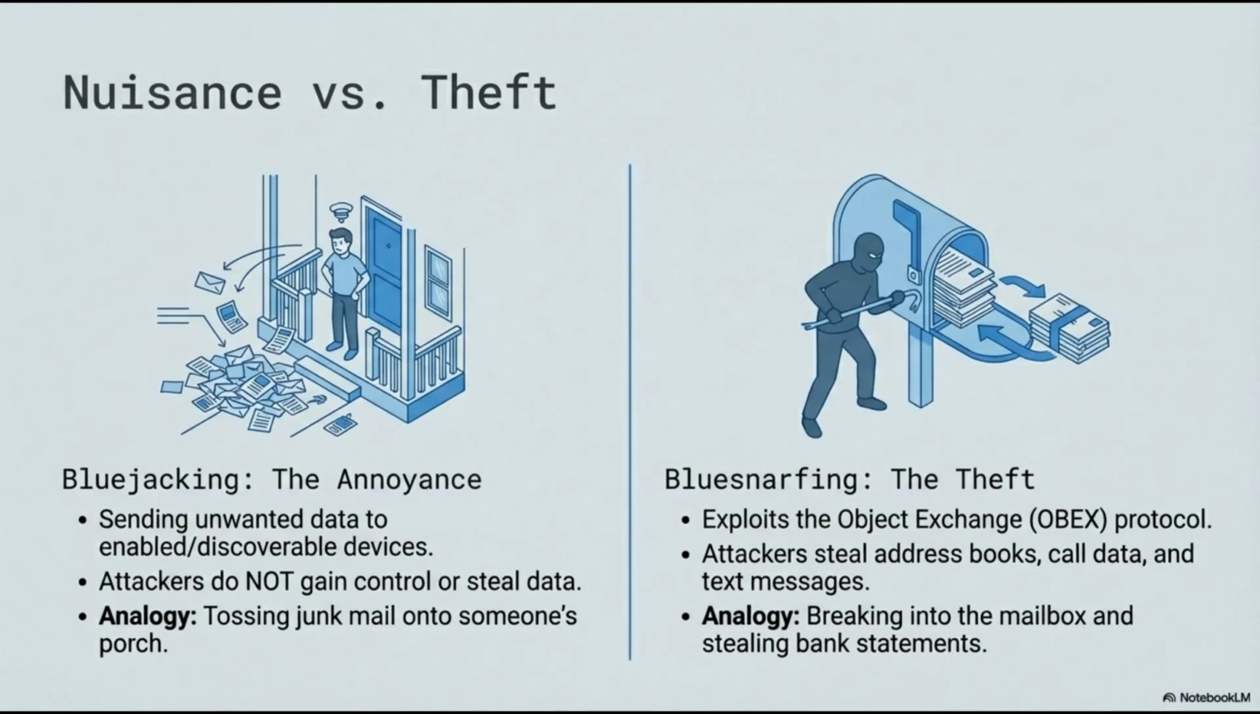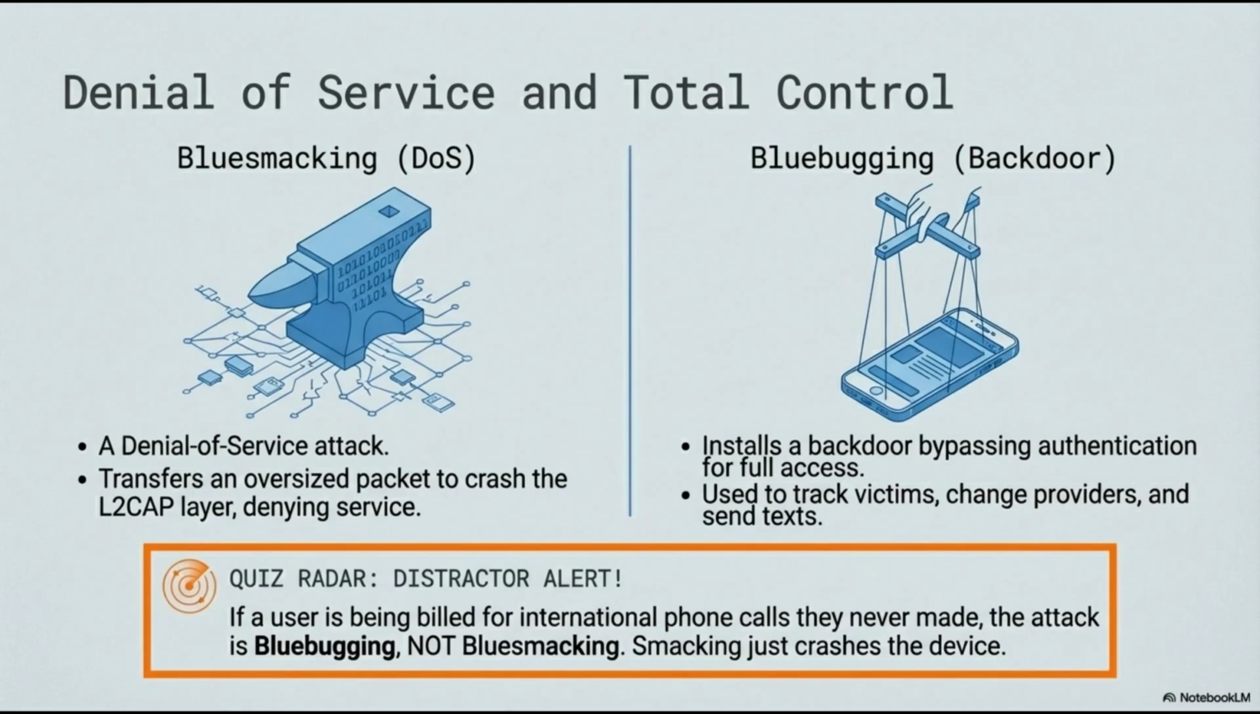Good one. Let's turn to slide 4, titled Denial of Service and Total Control. We have another pair of attacks here, bluesmacking versus bluebugging. More blue terms. Let's start with bluesmacking. This is a pure denial of service attack, a DoS. It targets the L2CAP layer of the Bluetooth protocol stack by transferring an oversized packet, which crashes the layer and denies service to the user. On the flip side, we have bluebugging. This is total control. It installs a backdoor that bypasses normal authentication, letting attackers track victims, change network providers, and send texts.